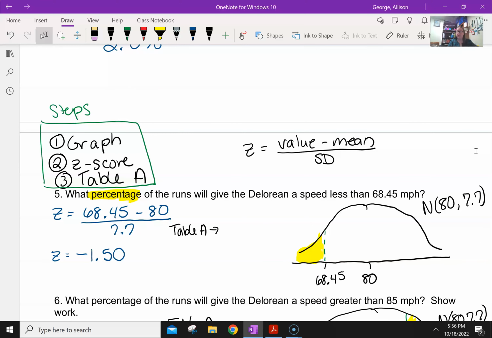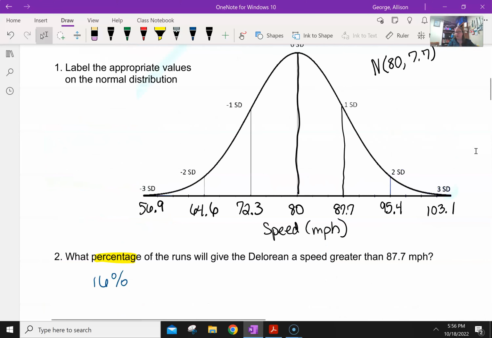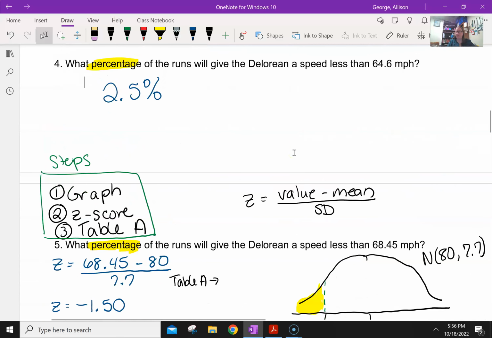The good news is you already know how to do the first 2 steps. So the first one is just to graph the normal distribution. So again, if it was a test, whether for me or for College Board, this would be how pretty I'd want it to be. If it's homework or it's practice, I'm less concerned.